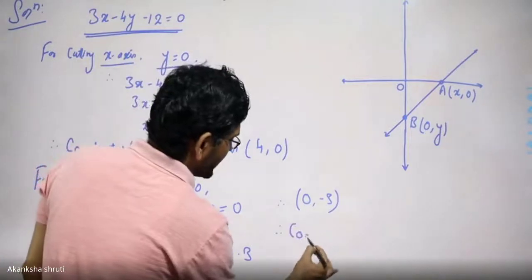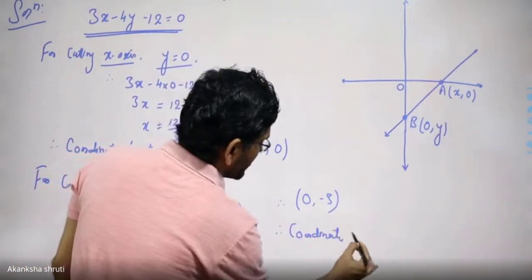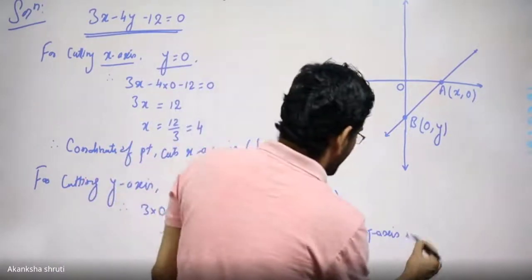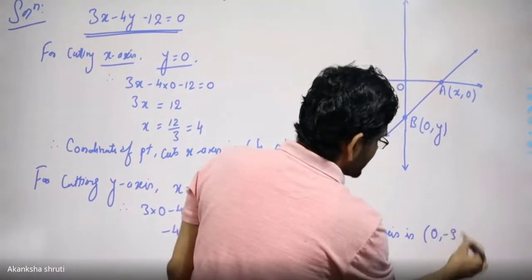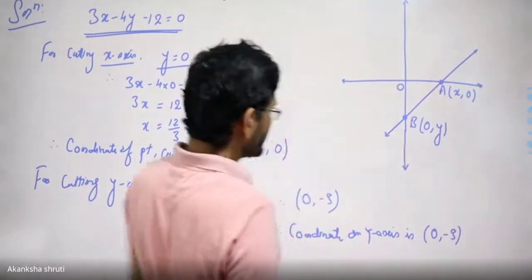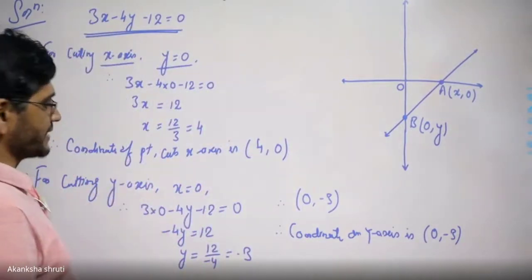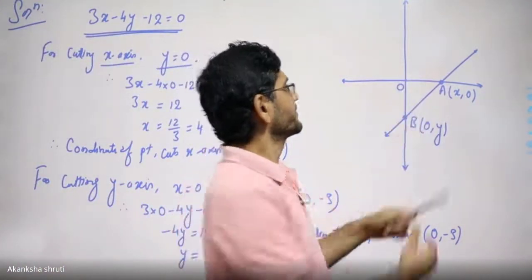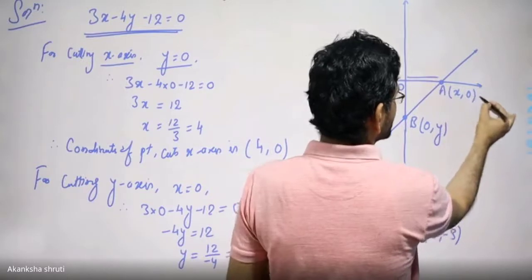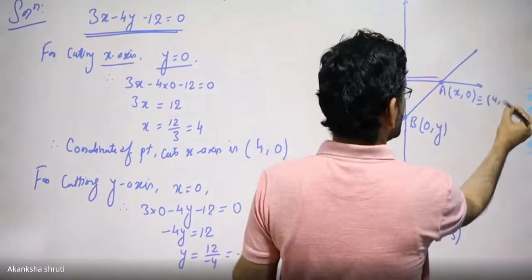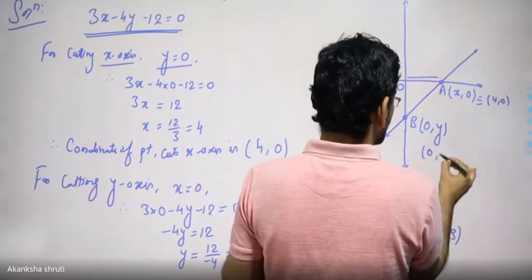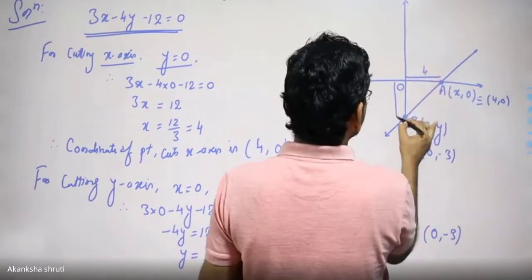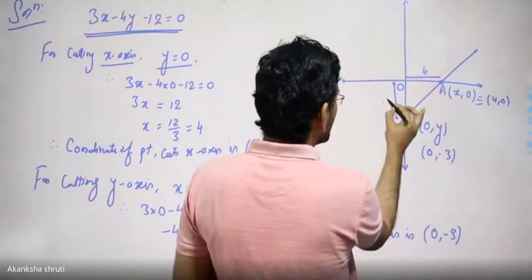Therefore, the coordinate on the y-axis, or the point where it cuts the y-axis, is (0, minus 3). Here we are getting from the origin, it is downward. This way, the x and y can be calculated. Even the same is also the intercept. What is the x-intercept? This much. Here we have calculated this is our (4, 0) and this is our (0, minus 3). So the x-intercept, this much, is our 4. The y-intercept, this much, it is downward, minus 3.